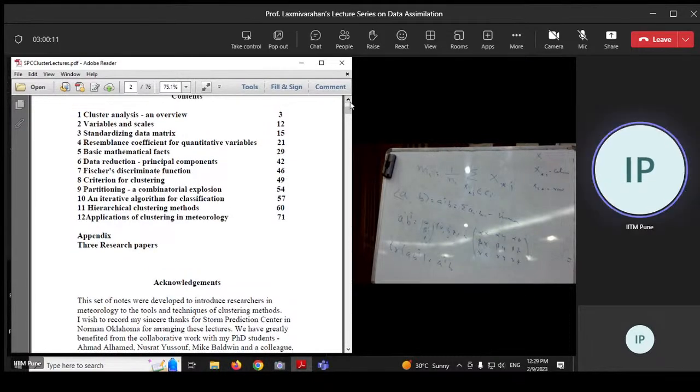So I have organized them: cluster analysis overview, variables, scales, standardizing data matrix, resemblance coefficient for quantitative variables, basic mathematical facts, data reduction, principal component analysis, Fisher's discriminant function, criterion for clustering, the one that we just finished talking about, partitional clustering, combinatorial explosion, that's what I'm going to talk about, iterative methods for classification, hierarchical clustering methods, application of clustering to meteorology. It is about 80 pages of notes. I'm going to give it to you free.